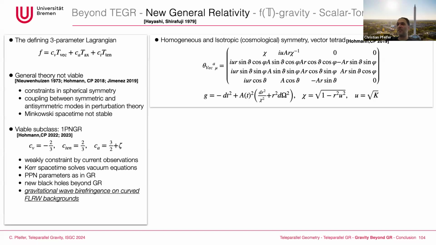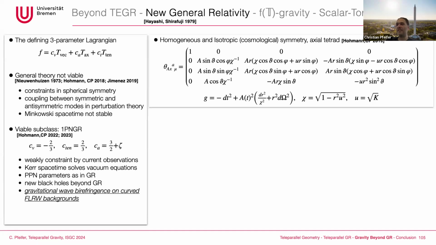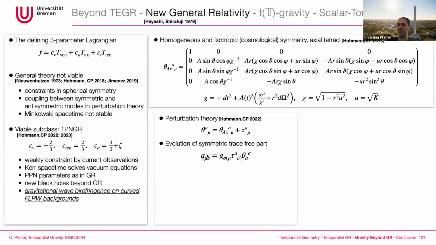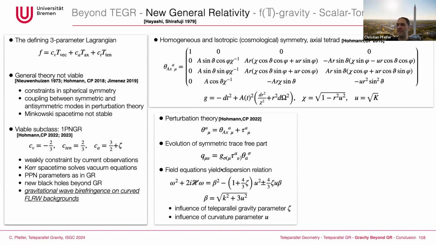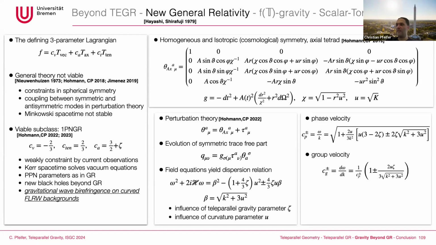The vector tetrad does not lead to interesting phenomenology, but for the axial tetrad, if we now calculate perturbations of this tetrad and study the propagation of the symmetric and trace-free part of this perturbation from the field equations, we find a dispersion which is different for different polarizations of the symmetric trace-free part. And they are influenced on the one hand by the theory parameter zeta, and on the other hand by this curvature parameter. So this u is the square root of the curvature parameter, and this curvature parameter can be 0, 1, or -1, depending on if we are looking at a spatially closed, open, or flat universe. And when we derive the propagation velocity, so phase and group velocity of these tensor perturbations, we find that the different polarizations have a different propagation speed. So this is gravitational wave birefringence.